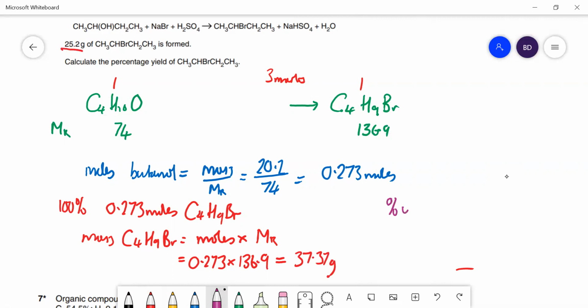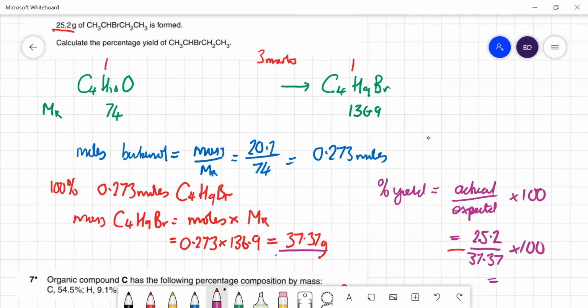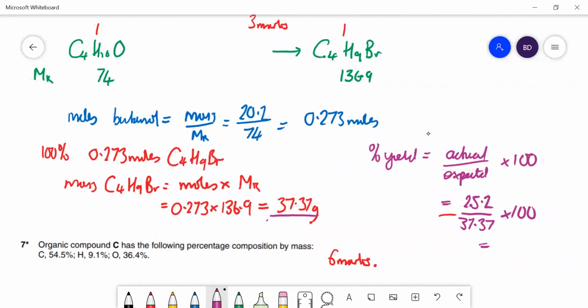So our percentage yield should be the actual mass over the expected times 100. We actually get 25.2 grams. We expect this 37.37 times 100. That gives us a value of 67.4%.